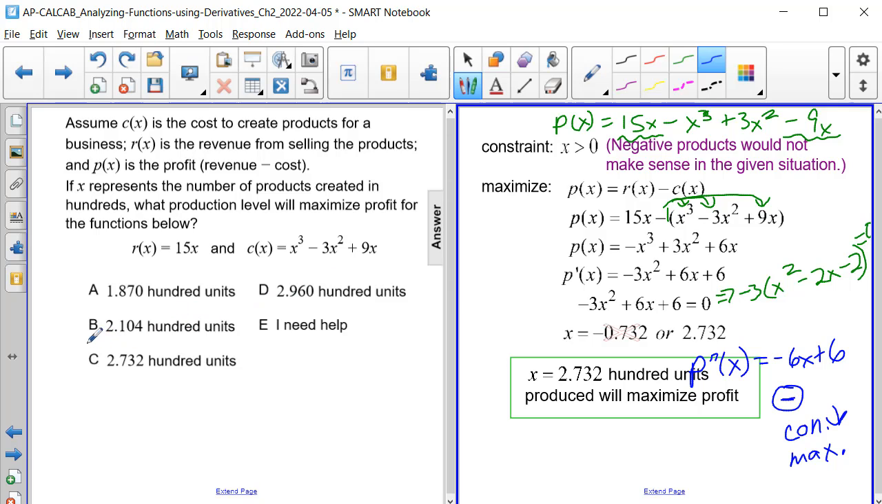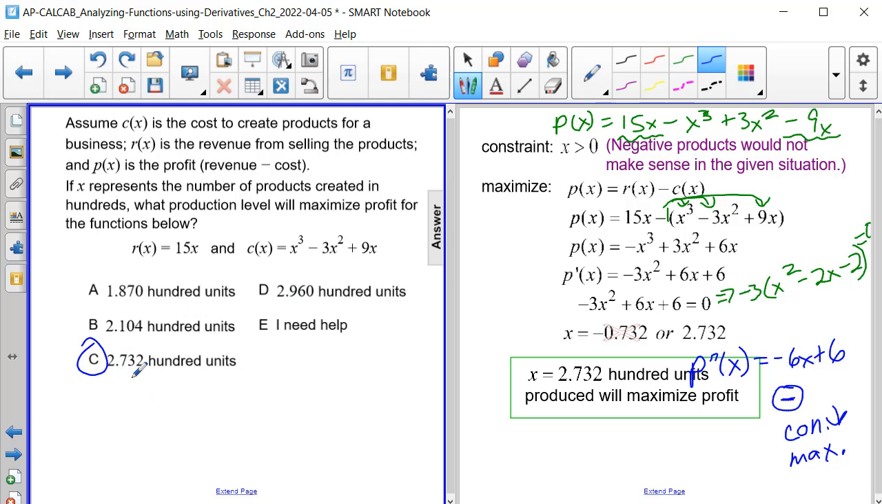So from our answer choices, that's answer choice C, 2.732 hundred units.